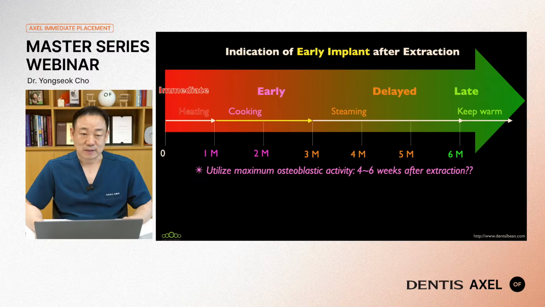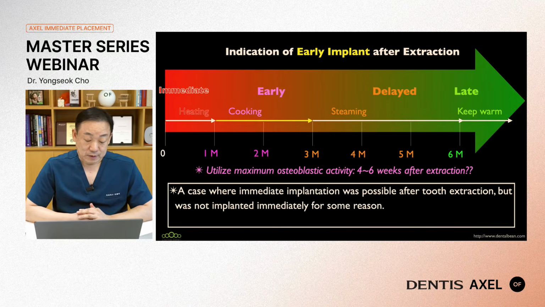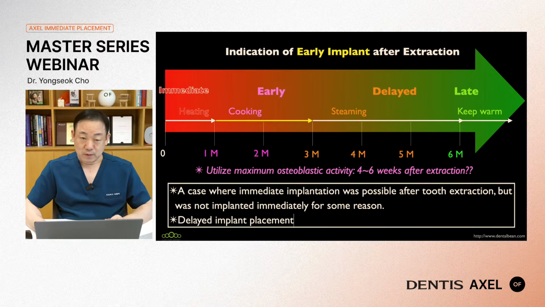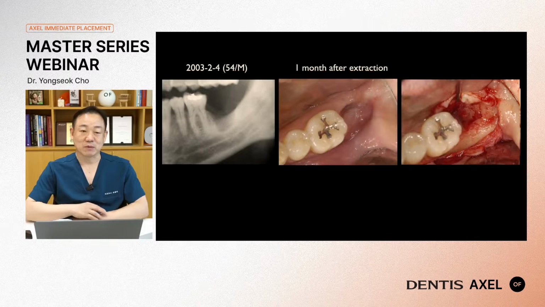The indication of early implant is this situation: a case where immediate implantation was possible after tooth extraction, but was not implanted immediately for some reasons. This is the indication of early implant placement. I prefer delayed implant placement whenever possible. I will show my older cases in which I performed early implant surgery in mandibular molars.